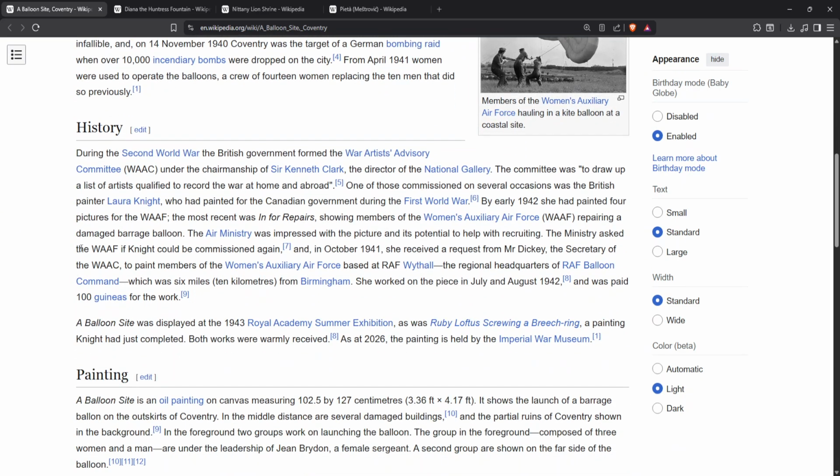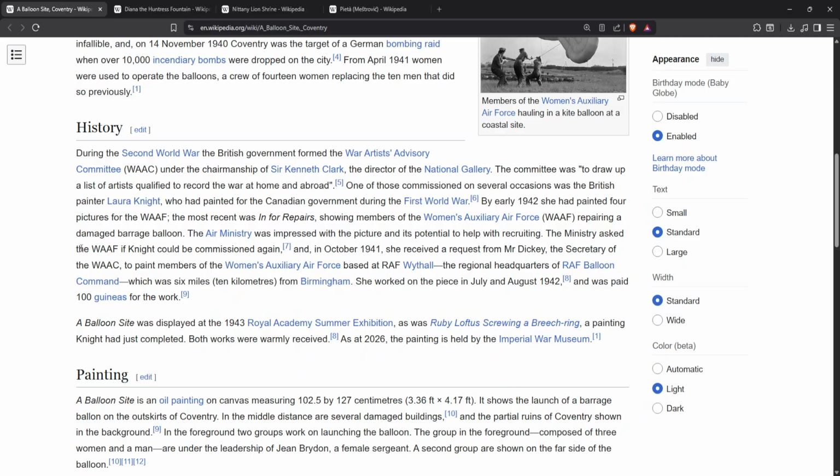During the Second World War, the British government formed the War Artists Advisory Committee, or WAAC. Under the chairmanship of Sir Kenneth Clark, director of the National Gallery, the committee was to draw up a list of artists qualified to record the war at home and abroad. One of those commissioned on several occasions was the British painter Laura Knight, who had painted for the Canadian government during the First World War. By early 1942, she had painted 4 pictures for the WAAC.